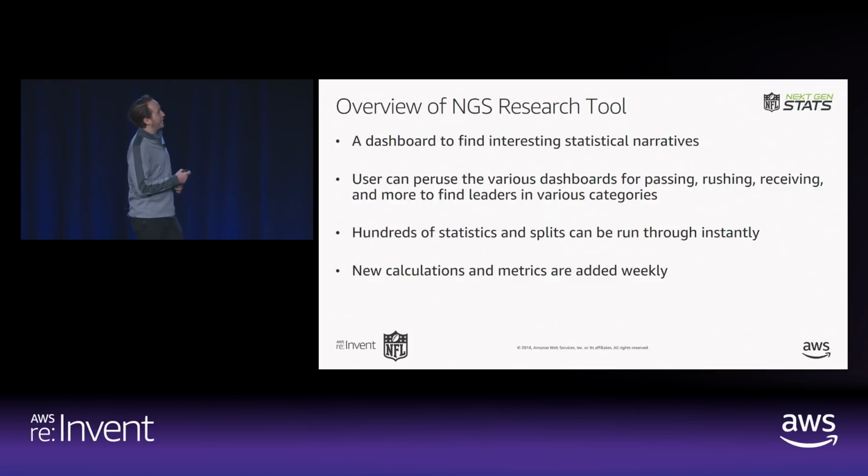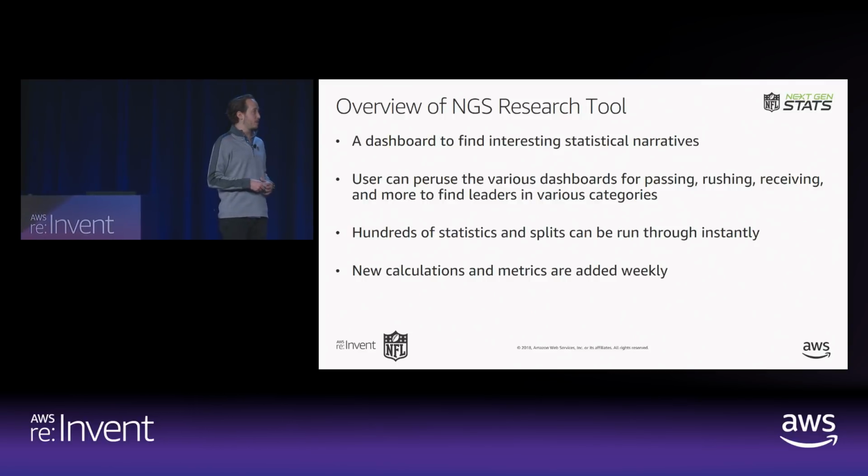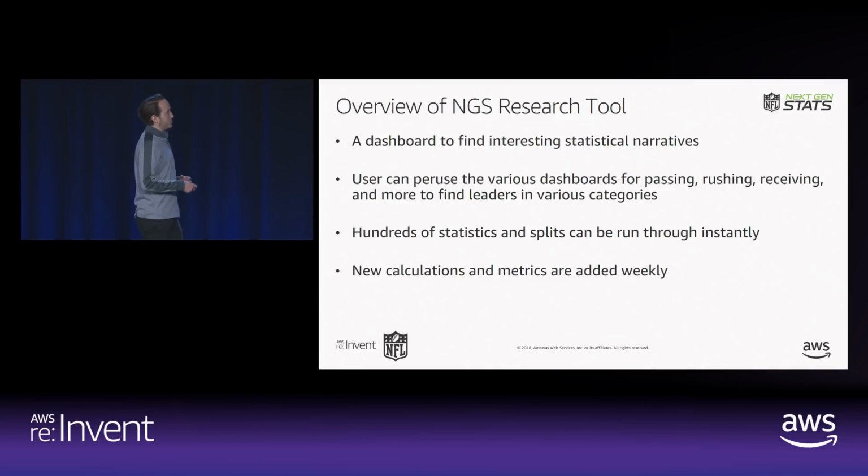So I'll be focusing on the Next-Gen Stats research tool. This application really distills down our XY tracking data into meaningful statistics that help tell stories. So our users can peruse the dashboard looking for any type of statistic that they want, ranging passing, rushing, receiving. Anything you can think of, we have in this dashboard. We have hundreds of stats and splits, and I'll go through some of those. And then we're also creating new calculations every week. Our team is relentless, pushing out new statistics so we can continue to tell better and better stories.